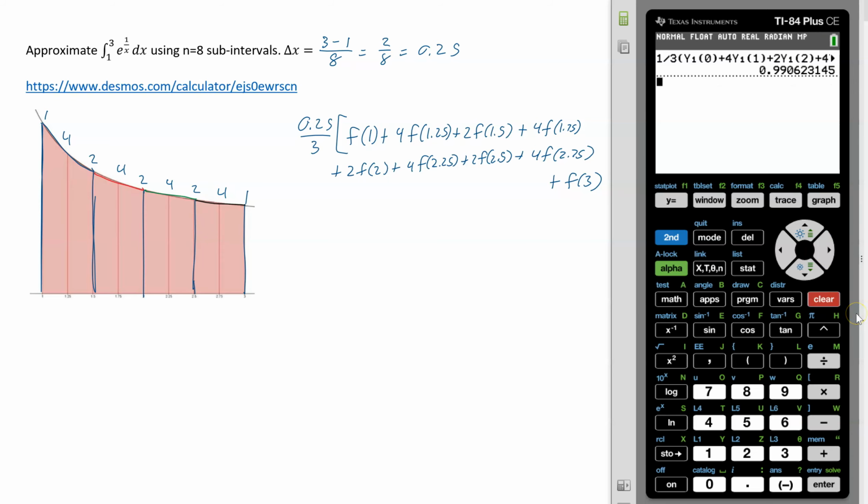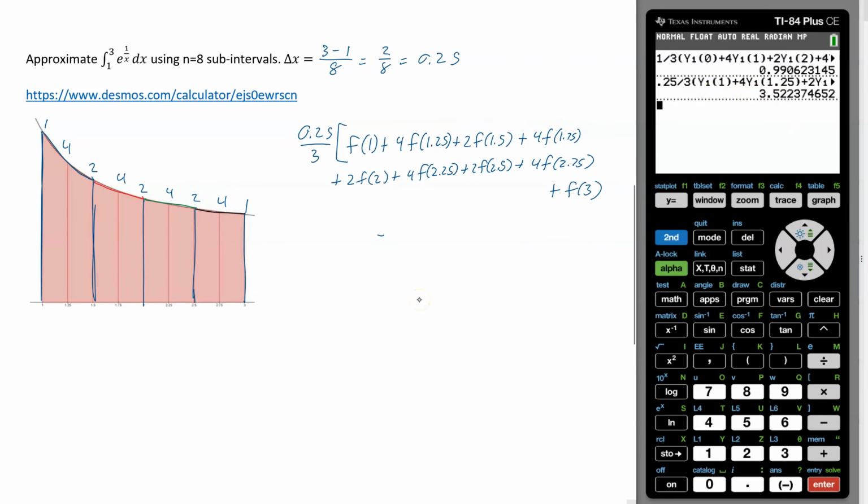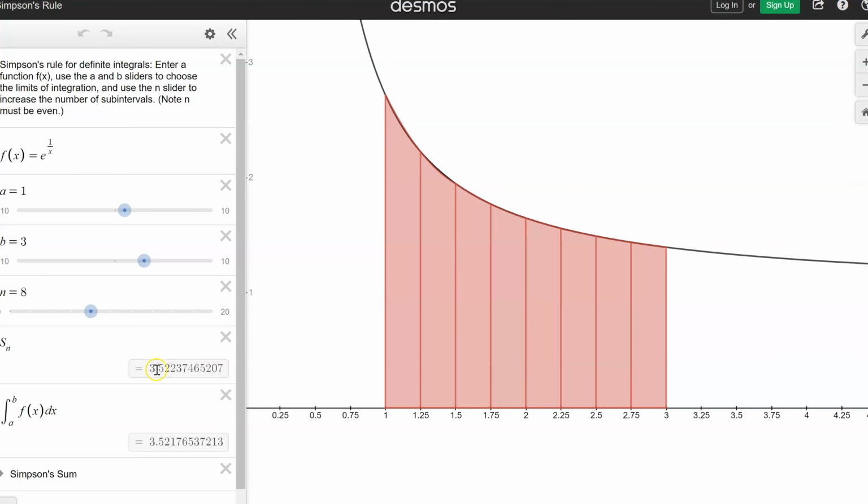I want to just input it in all by itself. So 0.25 divided by 3 in parentheses, just so that there's no issues whatsoever. And then we're going to input in 1. And then continue this on until we get the answer. So continuing that pattern, we get 3.5224. And then we check our Desmos, and it's 3.5224. So just like before, again, another overestimate.